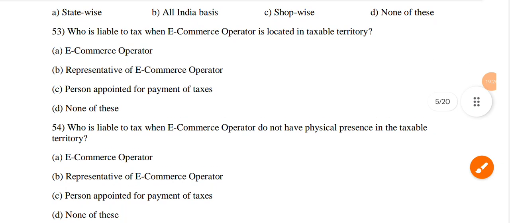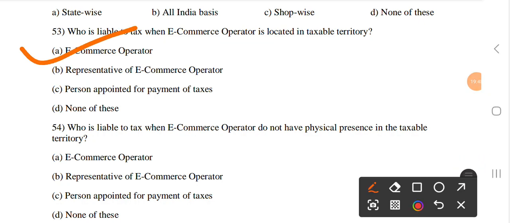Next question, who is liable to tax when e-commerce operator is located in taxable territories? Option A e-commerce operator, B representative of e-commerce operator, C person appointed for payment of taxes, and D none of this. The correct option is A, e-commerce operator.